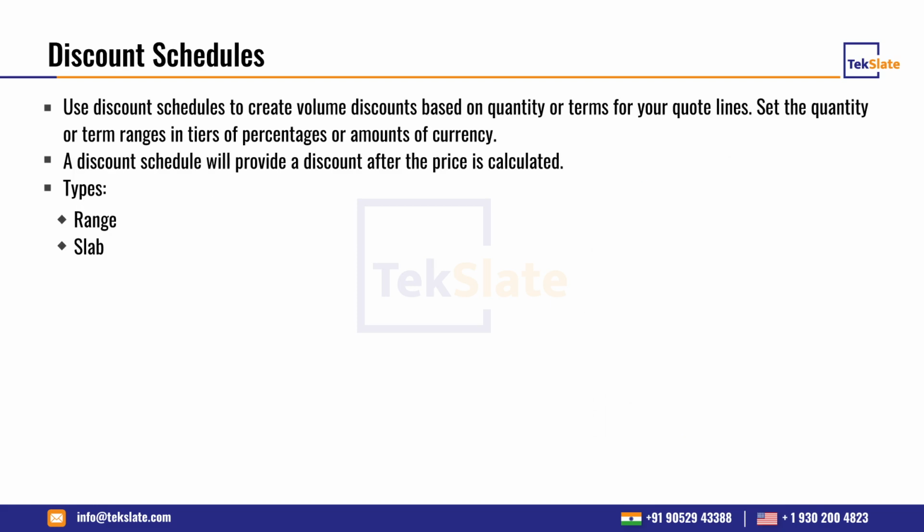So I'm going to do some kind of automation in my discounting part. In discounting, I have two types. One is the slab method and another is the range method. I'm going to do some kind of automation by using these two types.